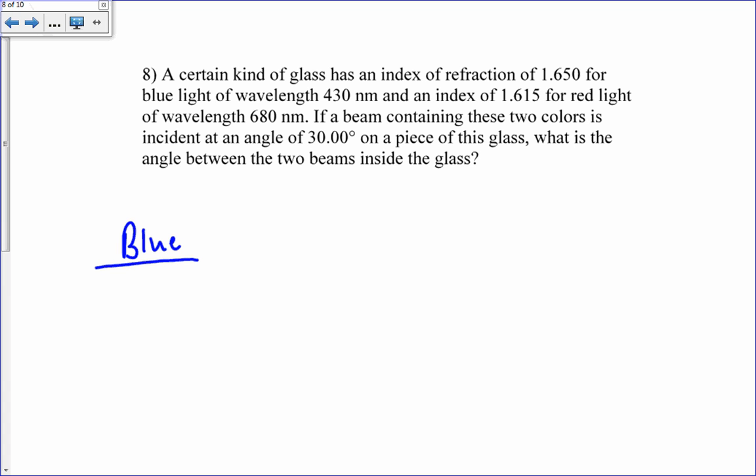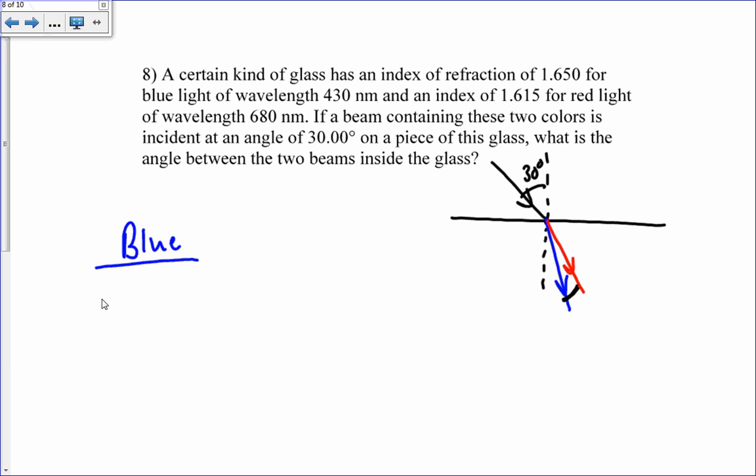So for blue light, let's draw the picture first. I have light incoming at 30 degrees. My blue light is going to be refracted more because of its greater index of refraction. My red light will be refracted less because of its lower index of refraction. And now I want to know what this angle is, the difference between the two angles.